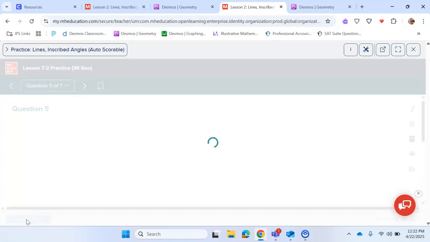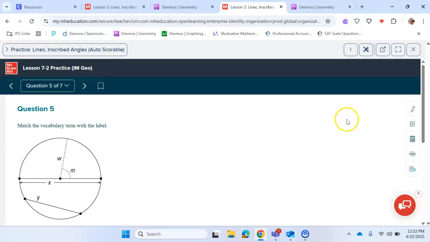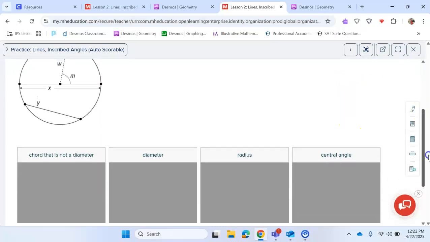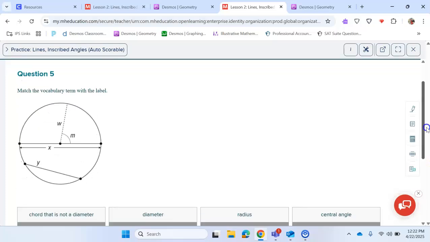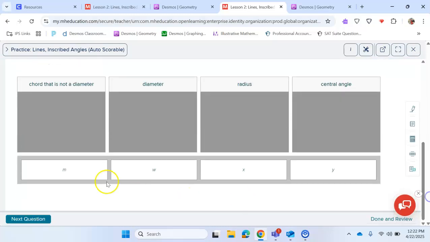Question 5. Match the vocabulary term with the label. Okay, I'm just going to go in order. M. M is the central angle, whose vertex is the center. M is the central angle.